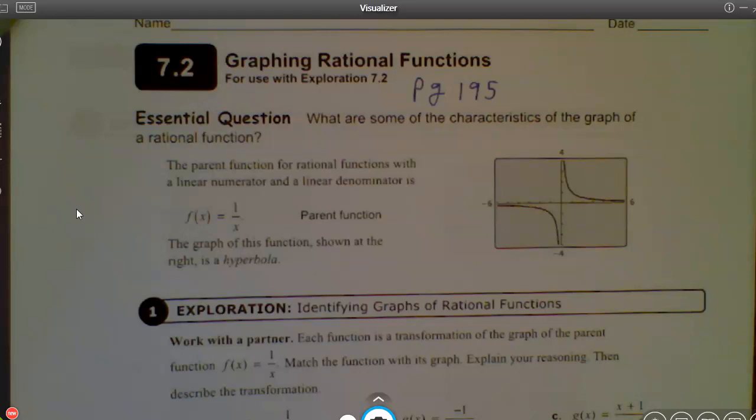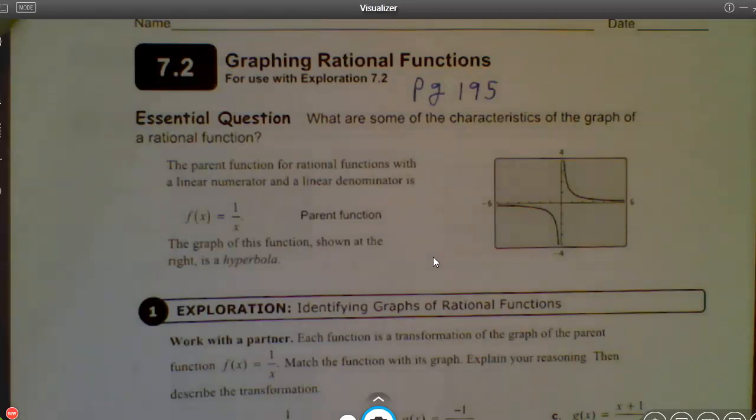This whole chapter is about rational functions, which just means in all of the operations that you do, you're going to have an x in your denominator. So the first thing we're going to do is graph these guys. So that's all this first section is going to be about. It's just doing the graphs.